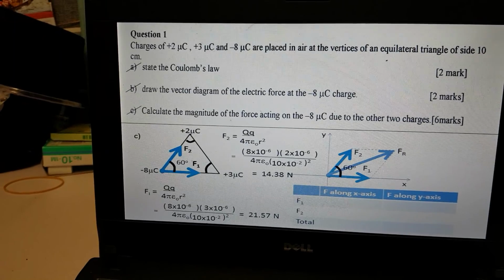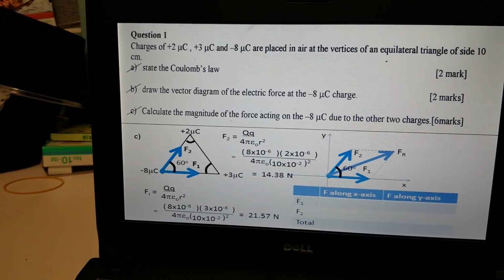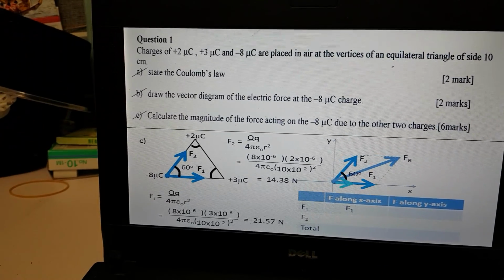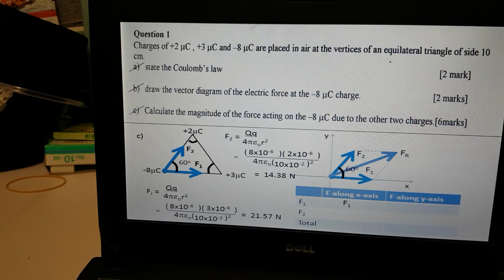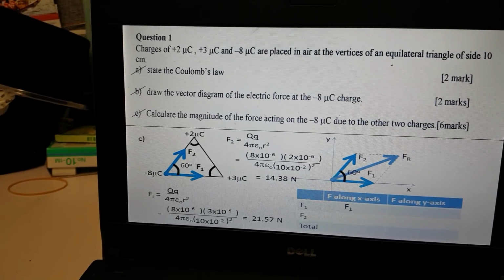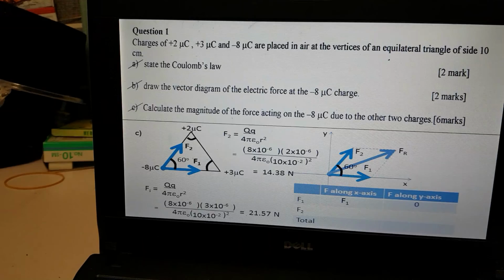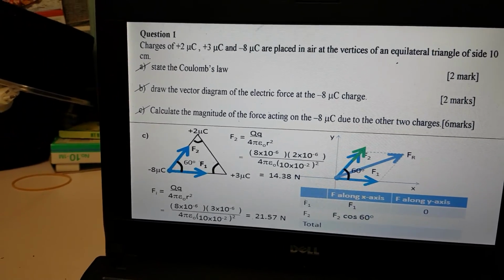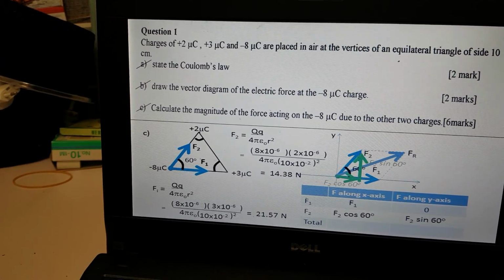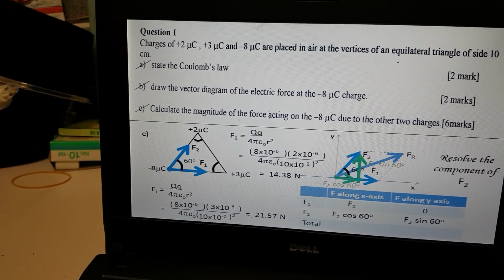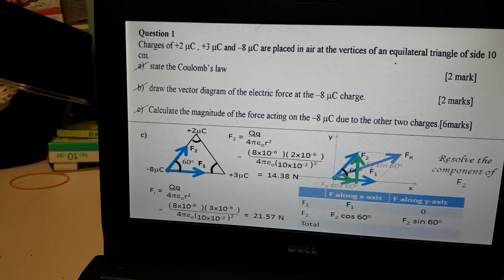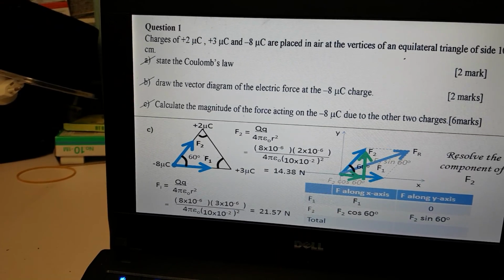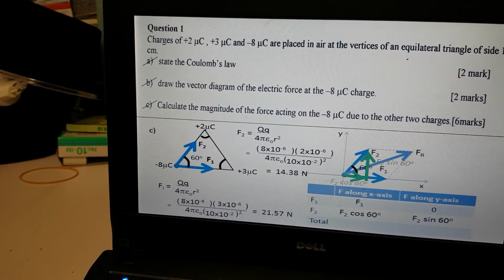Okay, now we resolve the components of F1 and F2. F1 only has one component, which is F along the x-axis. F1 is horizontal, so just F1. F along the y-axis is 0. For F2, the component along the x-axis is F2 cos 60 degrees. F along the y-axis is F2 sin 60 degrees. Use trigonometric ratios to determine these two components of F2.